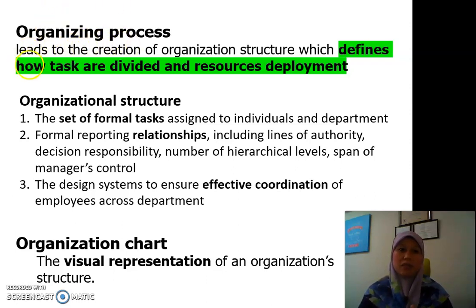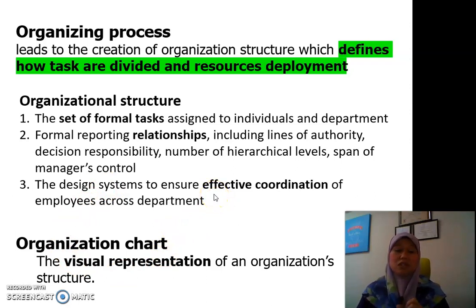The organizing process leads to the creation of the structure, and defines how tasks are divided and how resources are deployed, mostly human resources. Organization structure is a set of formal tasks. It is important to know the relationships, who is at the top and who reports to whom. The organization chart shows this, and ensures the whole organization has very effective coordination across the departments.